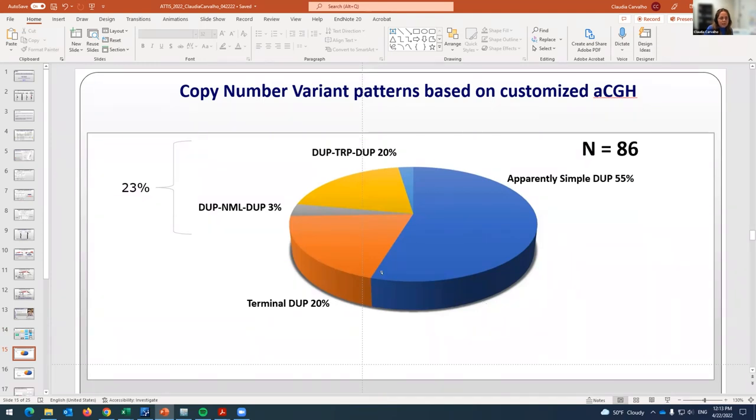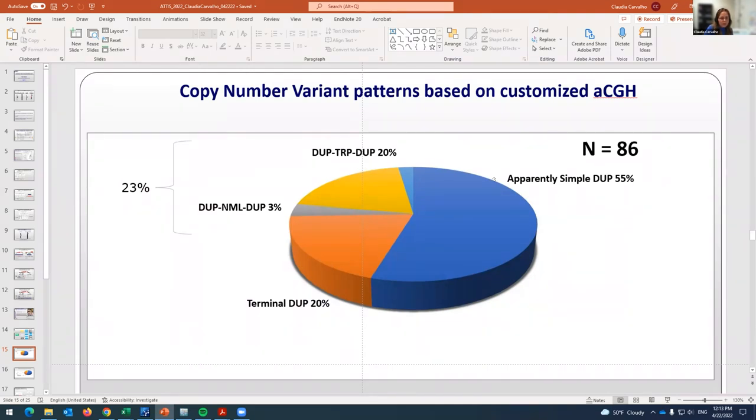So we know that half of them have apparently simple duplications that we still need to sequence to make sure they are simple. And we have 23% of patients with complex rearrangements that I mentioned before, triplications flanked by duplications and interspersed duplications. This confirms previous studies showing about the same range. And we have 20% of these patients with terminal duplications.